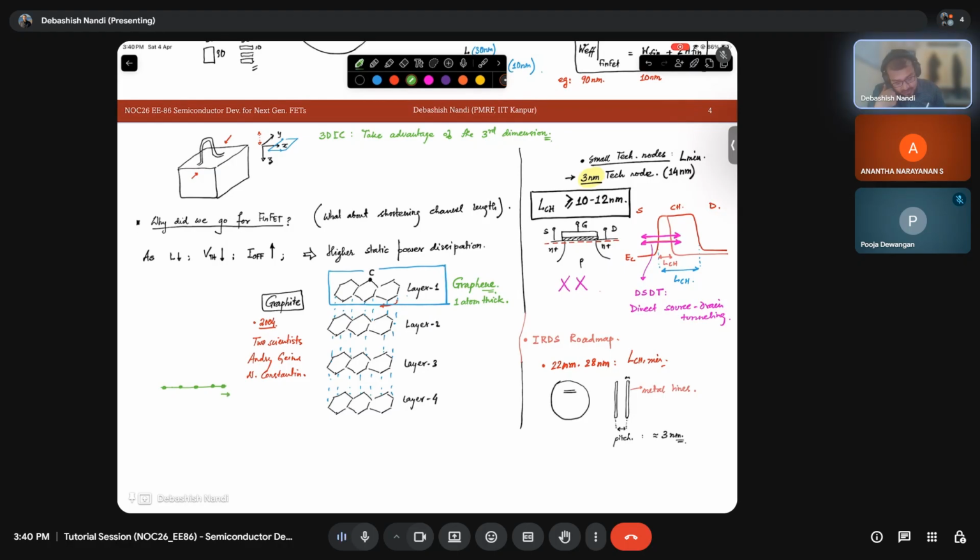It will have length. So this is in the hexagonal direction, right? But the thickness is one atom length. So let's say this is W, this is L, and this is your thickness. That is the radius of the carbon atom. So whenever your L and W are much more than this thickness, let's say T, you can effectively ignore the third dimension. So this is how it becomes a 2D material.